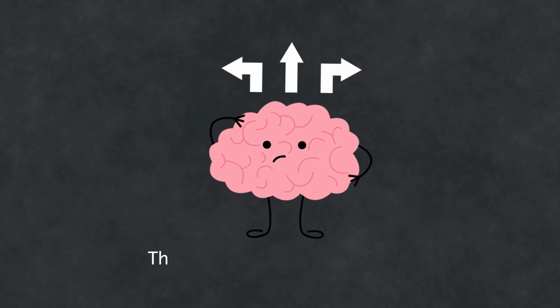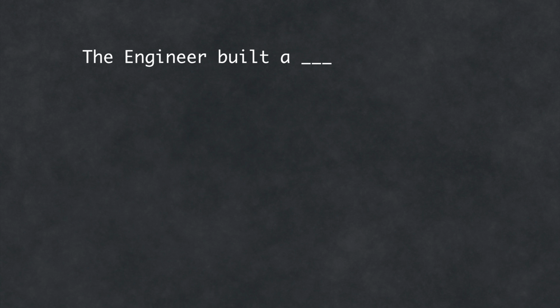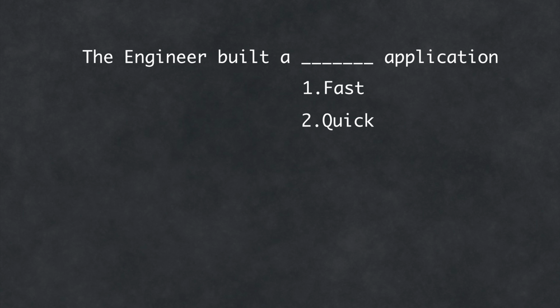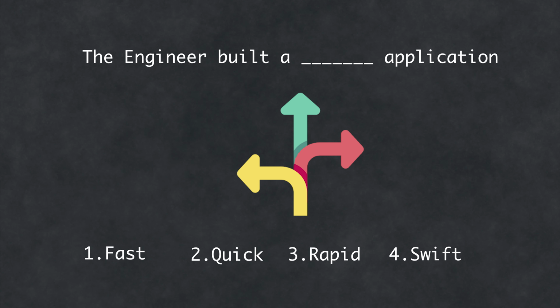So let's think about how large language models generate text. Basically, they predict the next word. When they are predicting the next word, they often have a choice of words to pick. For example, if I have a sentence, "The engineer built a dash application," in the dash I can fill multiple words: fast, quick, rapid, swift. So these words are choices for the LLM. The LLM can choose one word and complete the sentence. If a human writes the same sentence, the word choices are naturally balanced. Words are distributed evenly across the vocabulary.